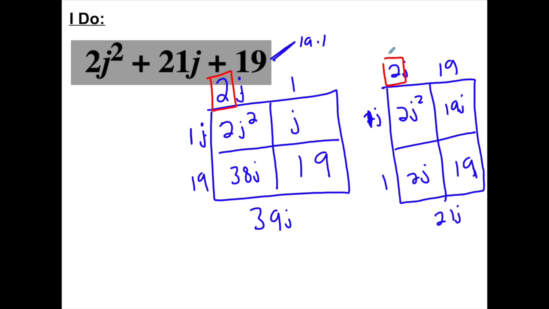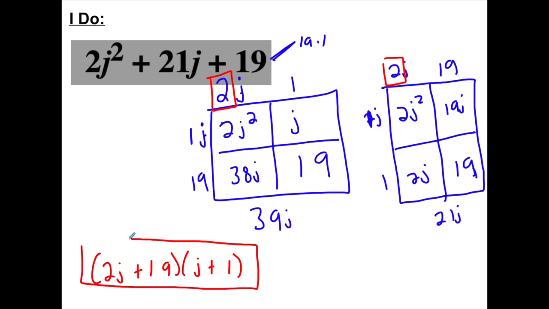So what we can see is that this is going to be our final answer. So we're going to want to write 2j plus 19, j plus 1. This is our final answer. Okay, but the quadratic factoring experience is just like it's always been. You just got to stick in there with me, believe in me, and you can do this. Okay?